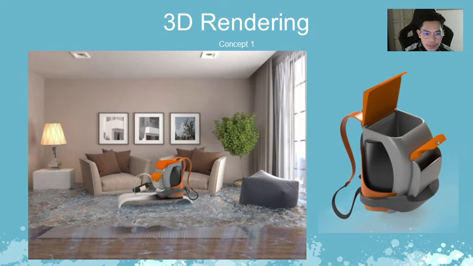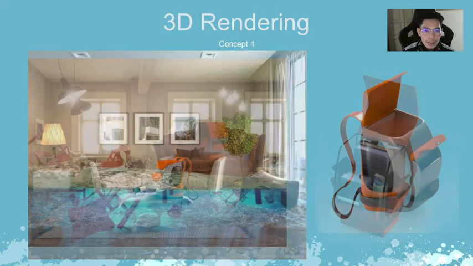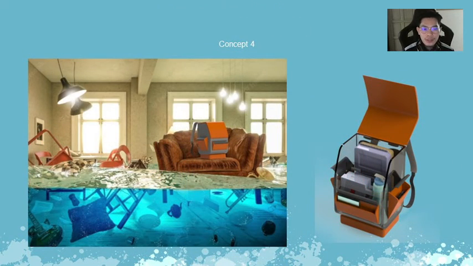Okay, as you can see in this slide, on the left side is a scenery rendering of concept 1, and on the right side is an isometric view rendering for concept 1. From the scenery you can see the real situation for the victim, when they want to save themselves from a flood disaster, they can take the bag and then go away, saving themselves.